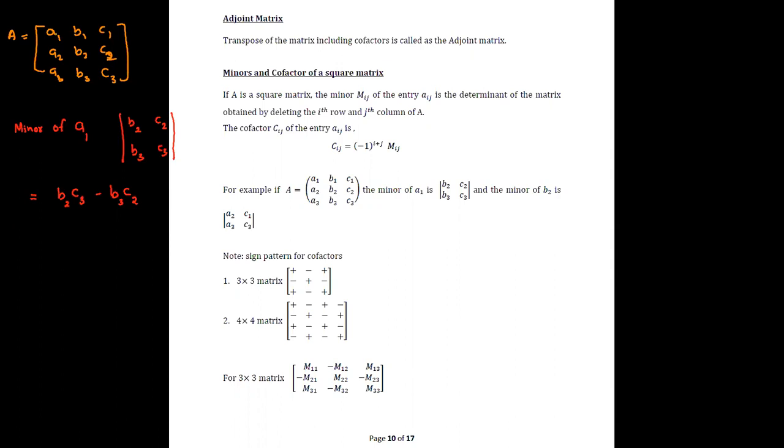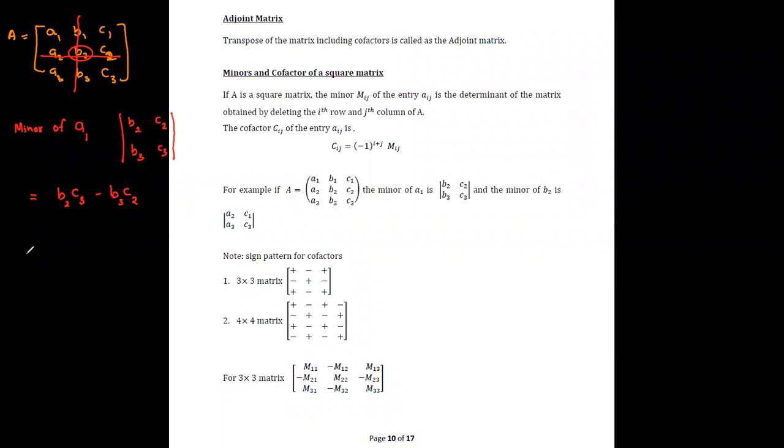Suppose that I am selecting the next element as B2. If I take my next element as B2, then what I have to do here is first cut down the row and column associated with the selected element. Then we have to take the determinant of the remaining elements.